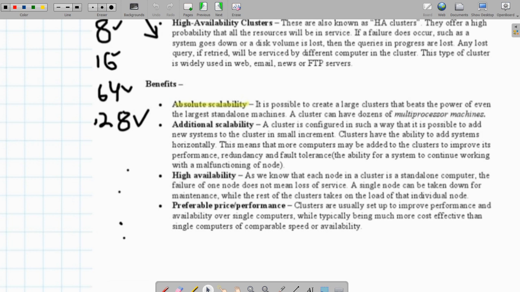Next, additional scalability. Additional scalability goes like this: a cluster is configured in such a way that it is possible to add a new system to the cluster in small increments with little cost.